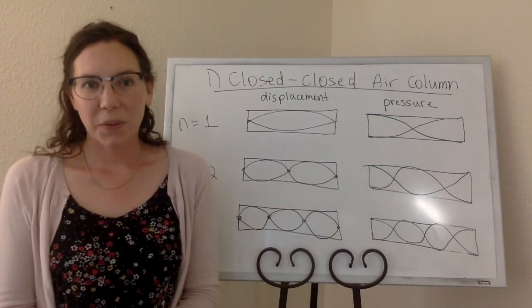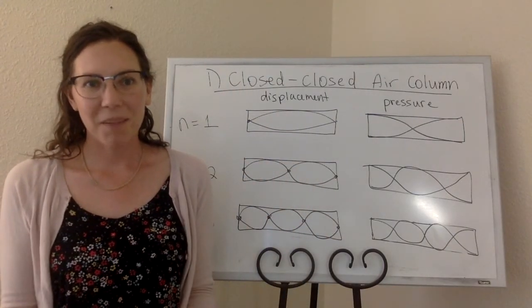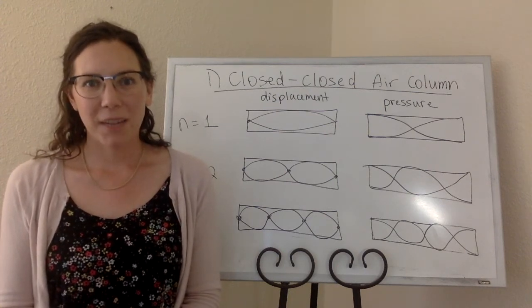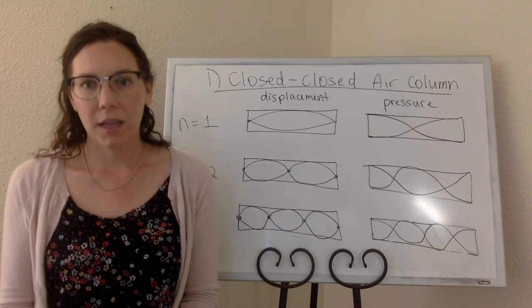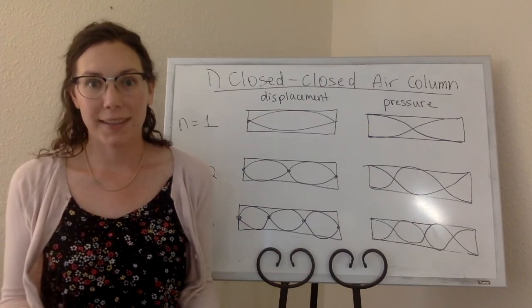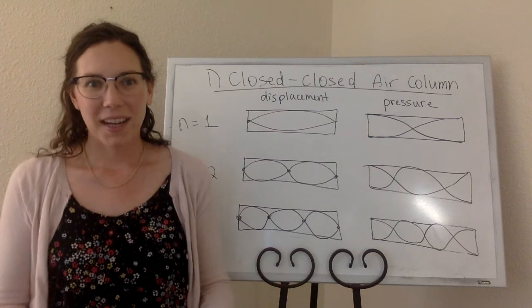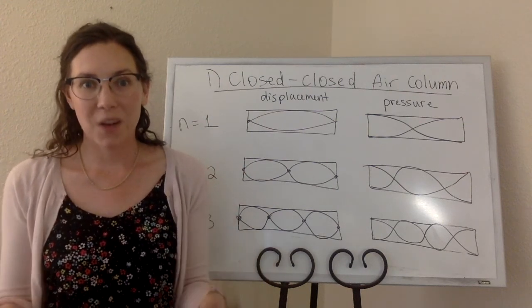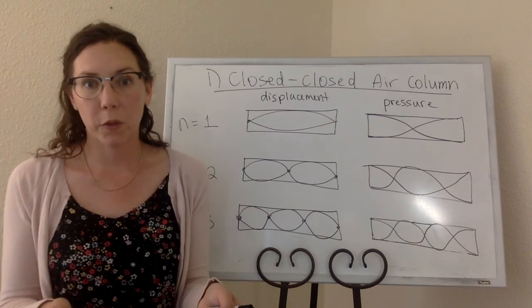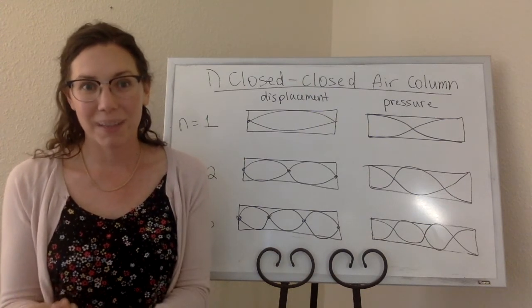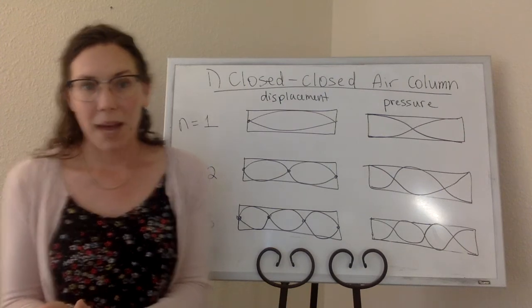Okay, let's go through the three different types of air columns and their corresponding resonance patterns. To start, if we begin with the closed air column, we have the same boundary conditions as we saw for standing waves on a string. Because the air column has two closed ends, both ends have to be nodes, and that's what we imposed when we worked through the theory for standing waves on a string. So it would look very similar here. So the patterns look like this.